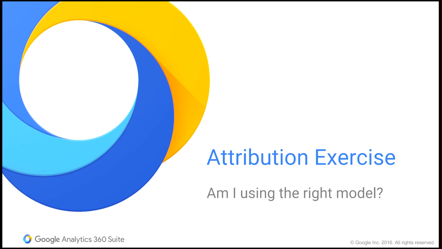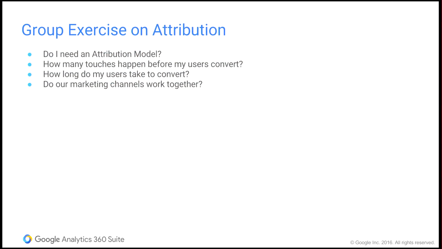So with that, I'd like to talk a little bit about attribution, something that I'm very passionate about. So we're going to do a quick example and a group exercise. So I encourage you to follow along in your own Google Analytics. So everyone talks about attribution, but one of the questions that I often hear is, do I need an attribution model? I think we can answer that today. So we're actually going to go in, and I'm going to help you decide if you need an attribution model.